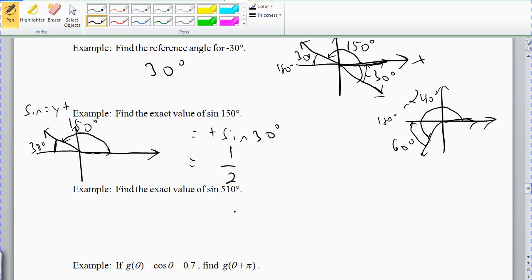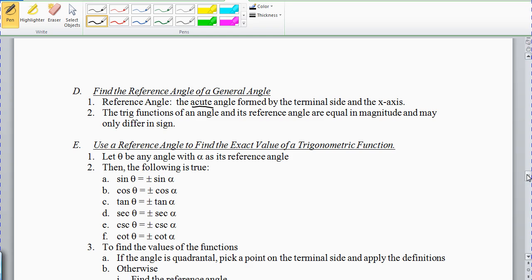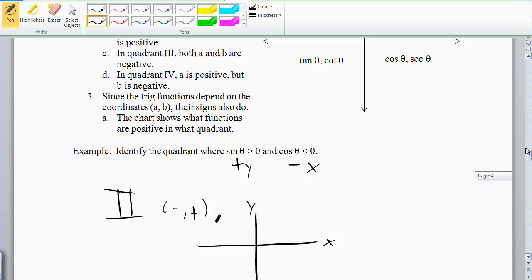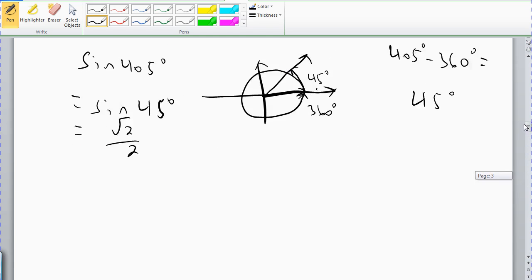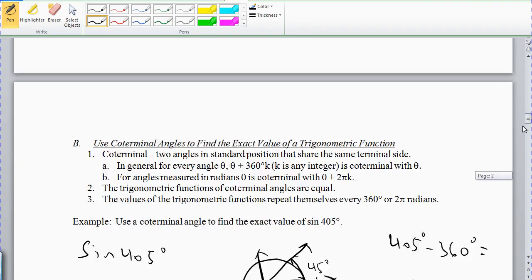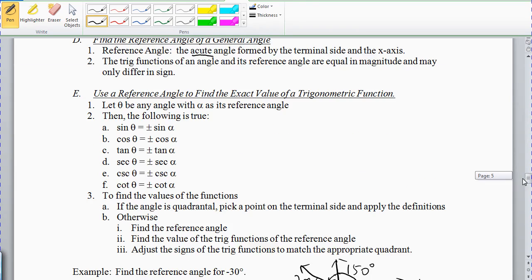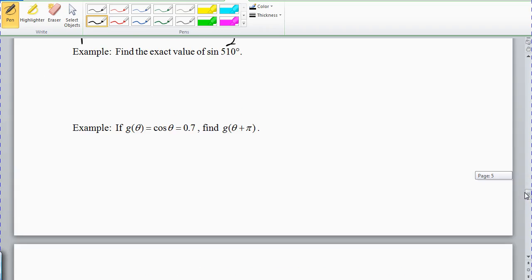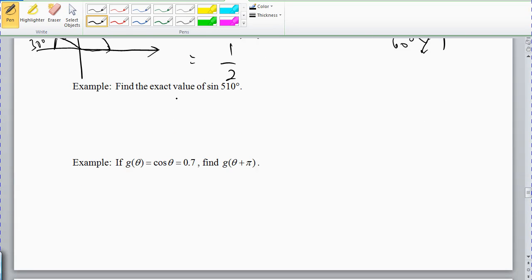Let's find the exact value of sine of 510. This is where we're going to use the coterminal angle. I'm drawing a blank here. Coterminal angle is what it's called. It doesn't hurt to always go back to your notes. And there we go. I always want to use the right terminology when we do this. So find the exact value of sine 510 degrees.